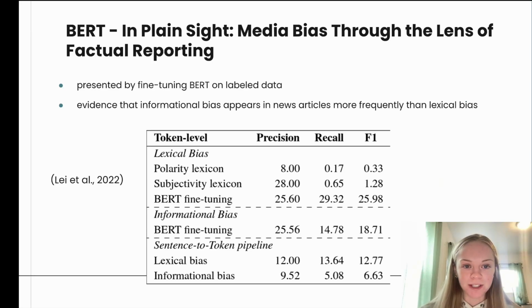Next, our first state-of-the-art method we decided to use was BERT. In this article, In Plain Sight, Media Bias Through the Lens of Factual Reporting, it dives more into fine-tuning BERT on media bias data, and they found evidence that information bias appears in news articles more frequently than lexical bias. In this table below, it focuses on the metrics they derived from using BERT. So this shows us that BERT has been effectively used before in bias detection and would be effective for our methods as well.